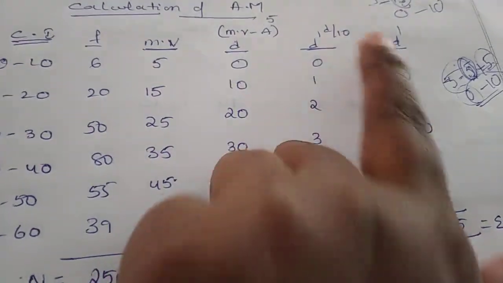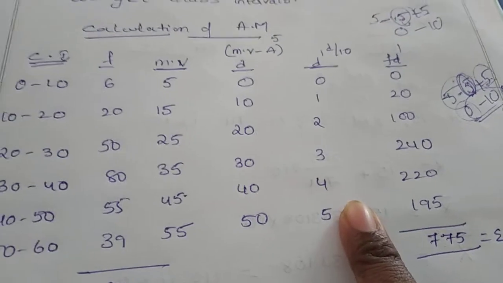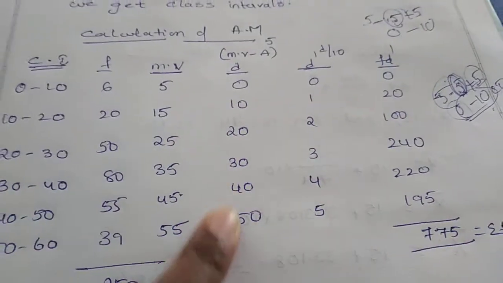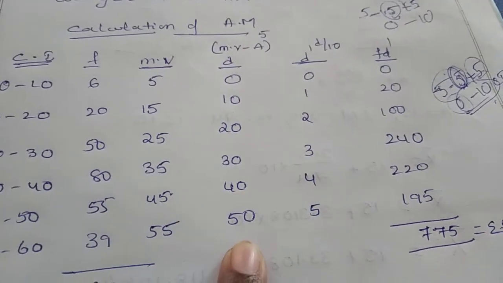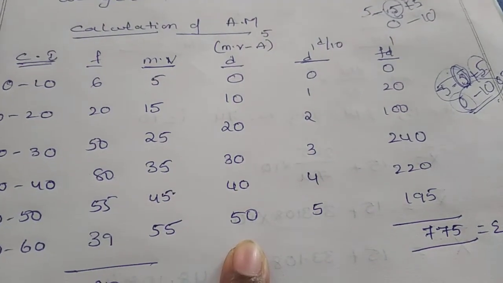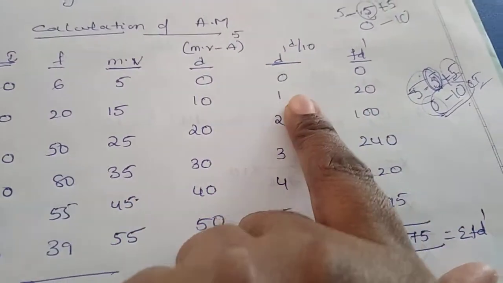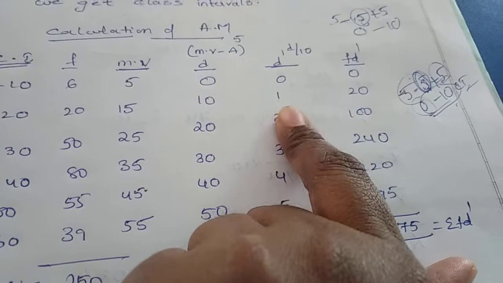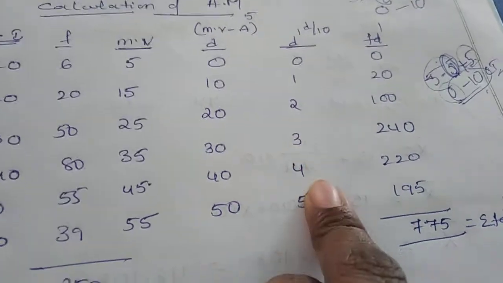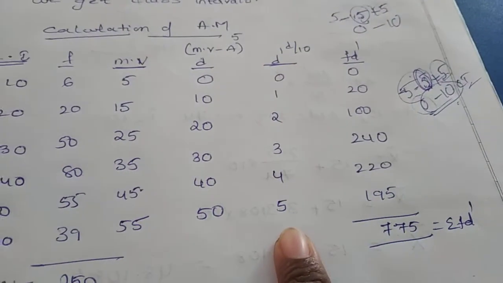Okay, after getting the D, next what we have to do, ma? D dash. How will you get the D dash? First, you see the difference in D. The difference is how much, ma? 10, 10, 10 difference is there. So D divided by 10. 0 by 10, 0, 10 by 10, 1, 20 by 10, 2, 30 by 10, 3, 40 by 10. So in that way, you will be getting the D dash.